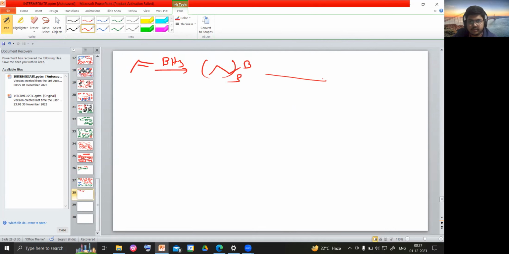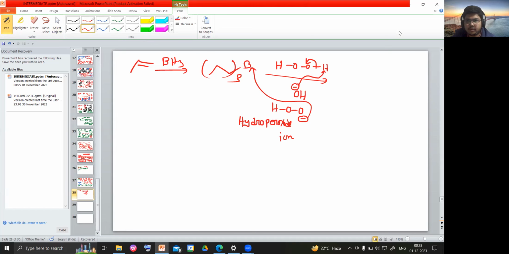In the second step, H2O2 and NaOH will react. H2O2, hydrogen peroxide, and NaOH, which means OH minus base. This will simply attack here, and HOO minus will form. This anion is called the hydroperoxide ion. And boron is electron deficient, so this will go and simply attack this boron. What will happen?